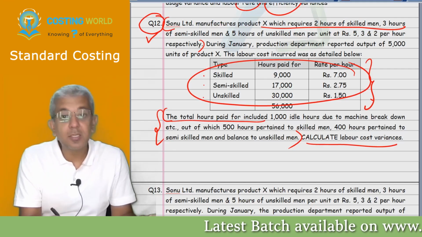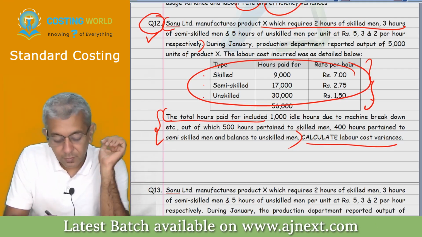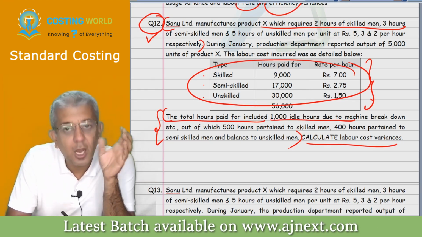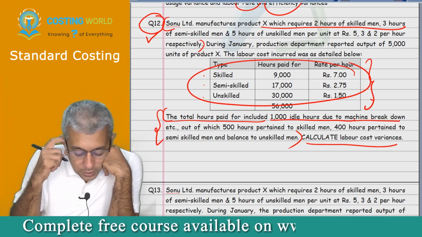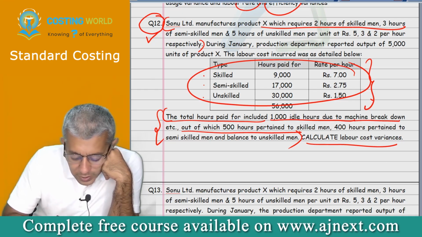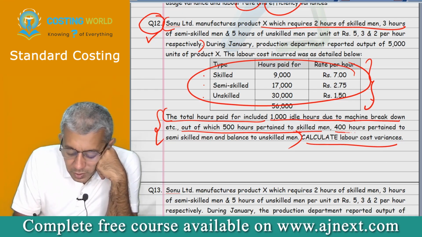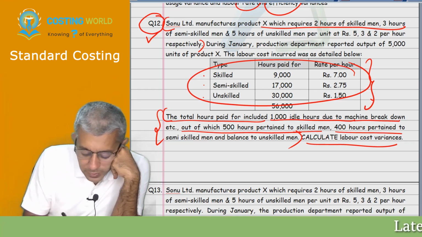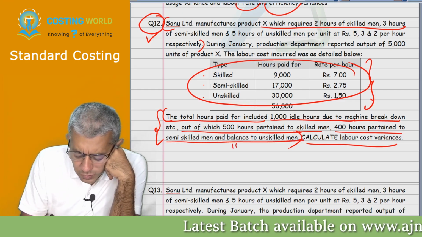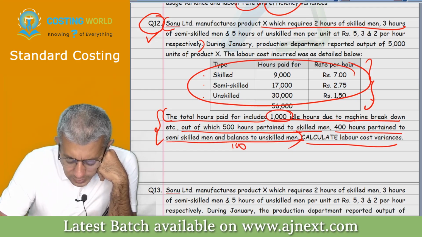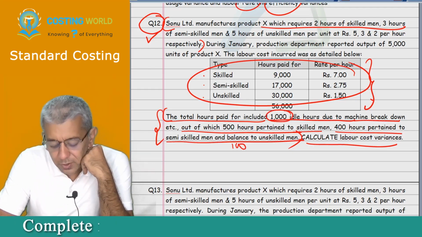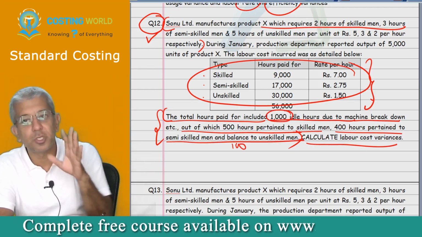Total hours paid for included 1,000 idle hours due to machine breakdown, etc., out of which 500 hours pertain to skilled men, 400 pertain to semi-skilled men, and the balance, I guess 100 because in all there were 1,000, right? And the balance 100 to unskilled men. Calculate labor cost variances.